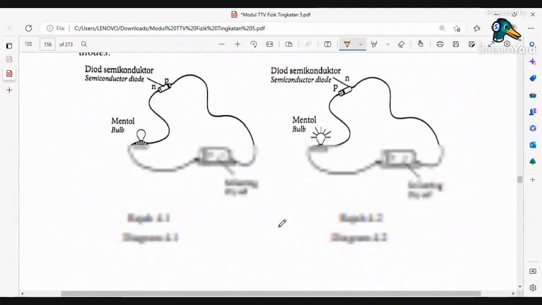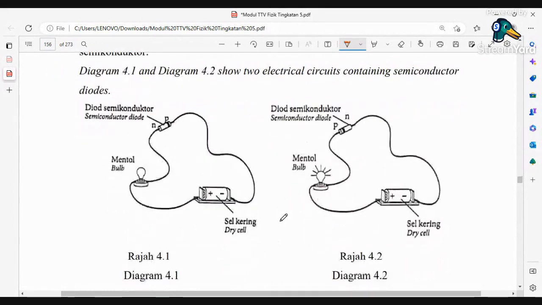Okay, number 4, electrical circuit containing a semiconductor diode. This one lights up, this one does not light up. You can see the poles for the diode are also reversed. As you can see from here, N is negative, P is positive, so this is reverse bias. For this one, P connects to positive, N to negative, so this is forward bias.